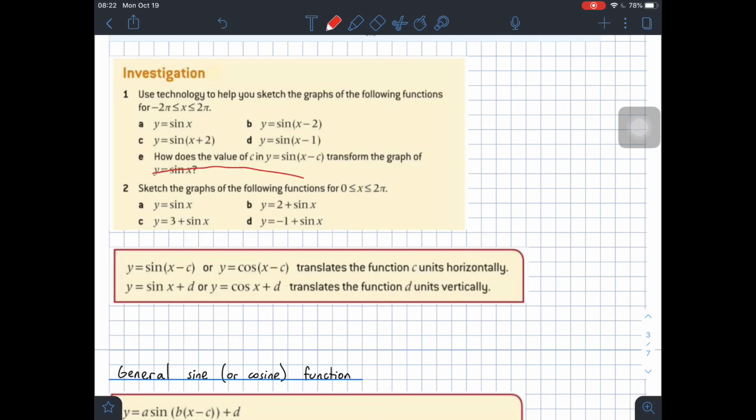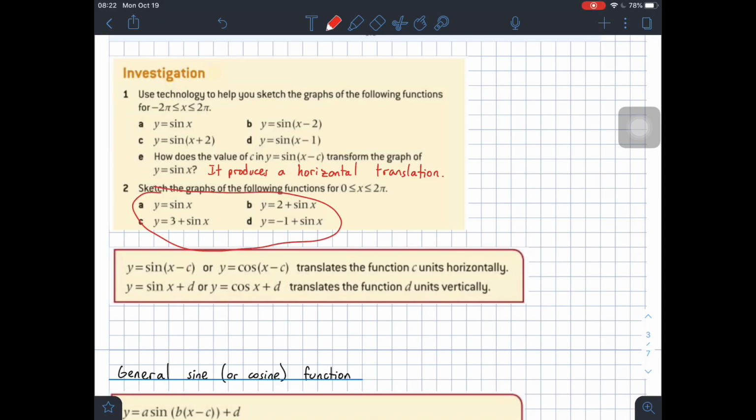It says, how does the value of c in y equals sine of x minus c transform the graph of sine of x? So we know, right? The value of c produces a horizontal translation. Okay, and then for the second part, we're going to see this case.